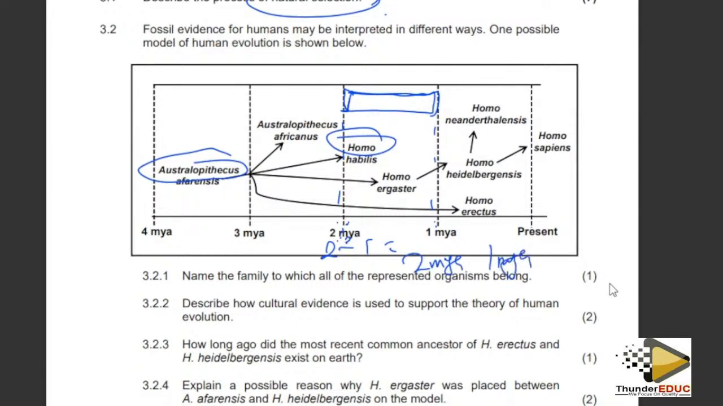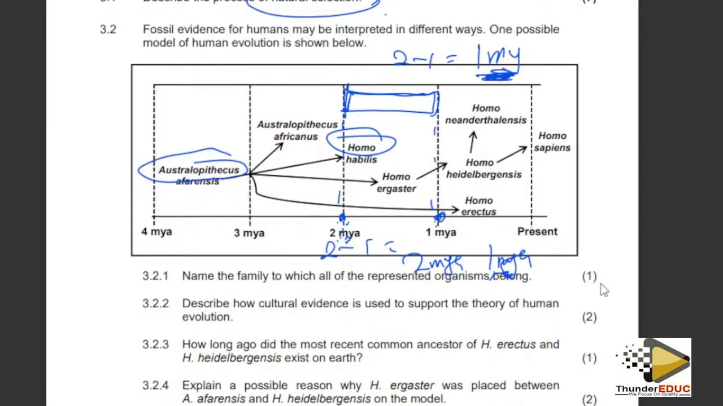How long did they exist? That's a question. It means that I say where they appeared and where they went extinct, then I say 2 minus 1, I get 1. But here it's going to be million years, not million years ago. I think I'm clear there. Here you say million years ago. Here you say million years. Always mark this unit.